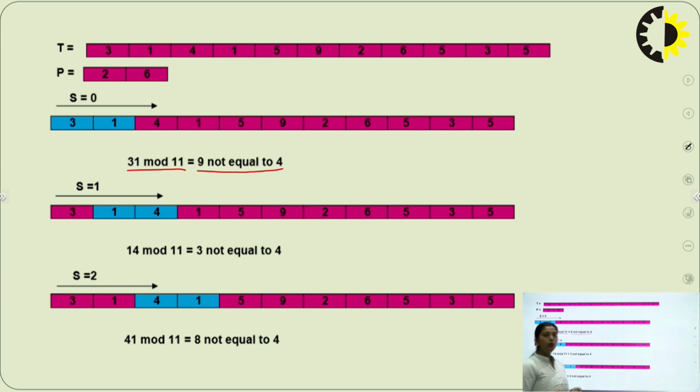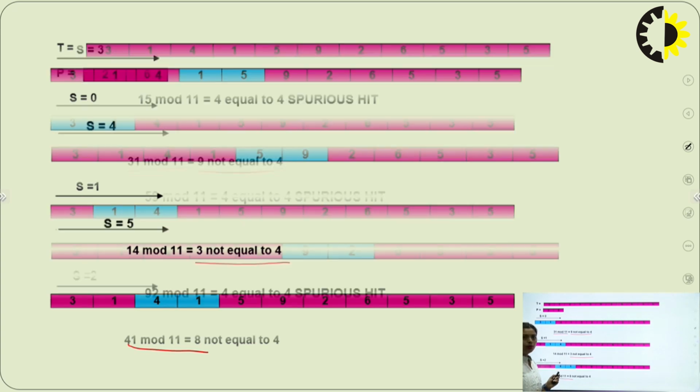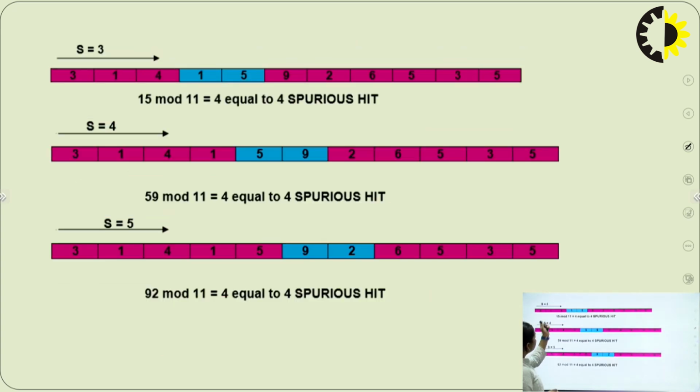So there is no need to check further. We simply shift by one place. Now with shift 1 the value is 14, and 14 mod 11 is 3, which is not equal to 4 again. So we shift one step to 41, and 41 mod 11 is 8, which is not equal to 4. At the next step the value is 15, and 15 mod 11 is 4.